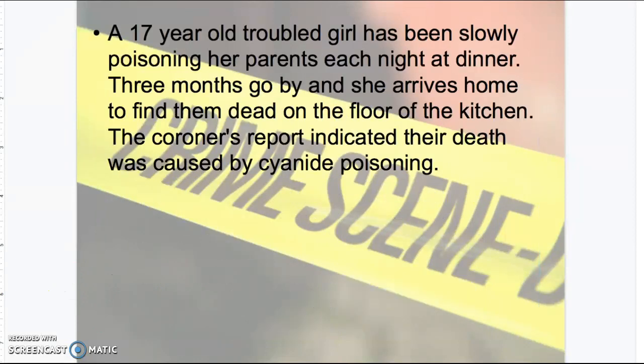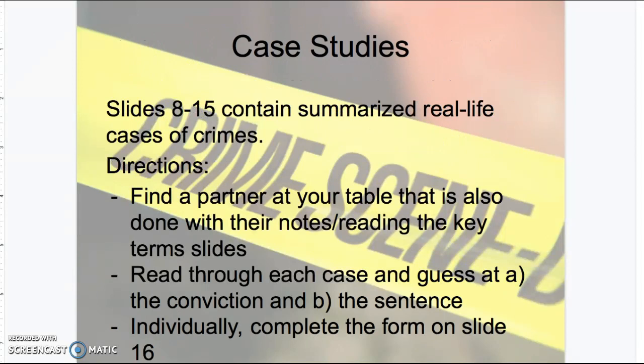So once you read this case, if you go to the next slide, I'll give you the answers for how that person was actually convicted and how that person was actually sentenced. So slides 8 through 15 take you through those case studies. And the point is that you can apply the key terms that you just learned. So second-degree murder, voluntary manslaughter. Feel free to go back to those slides as you discuss the case studies.